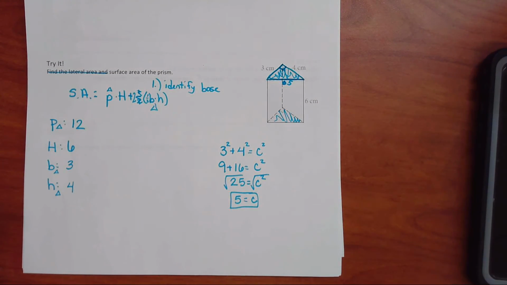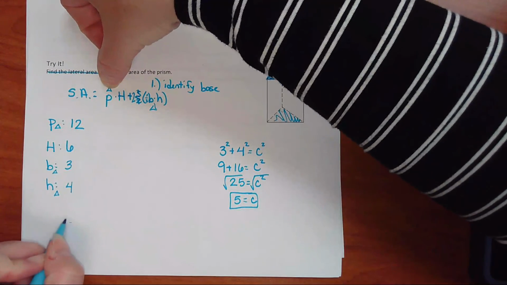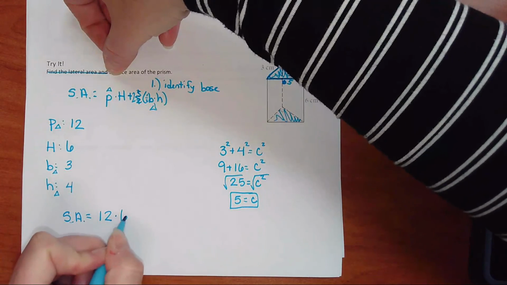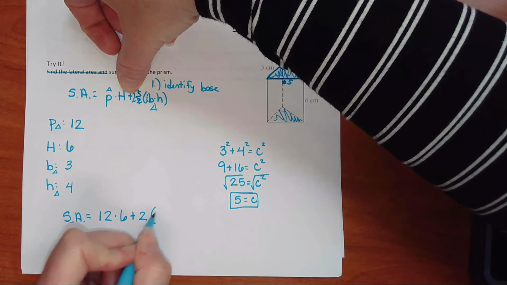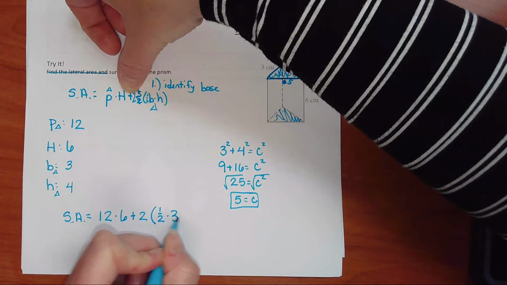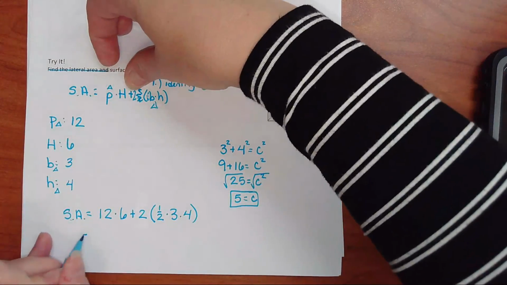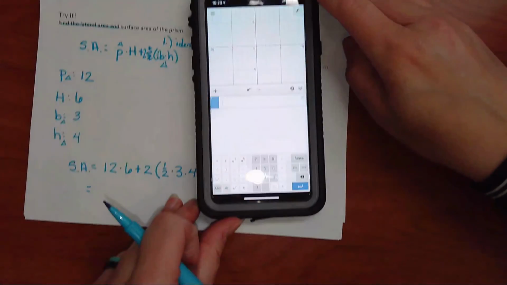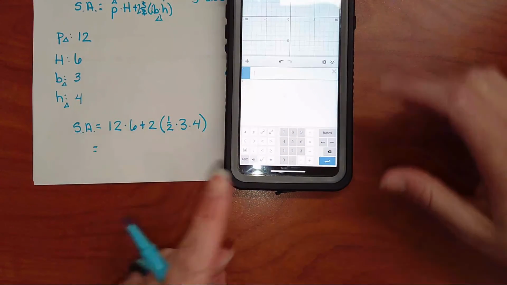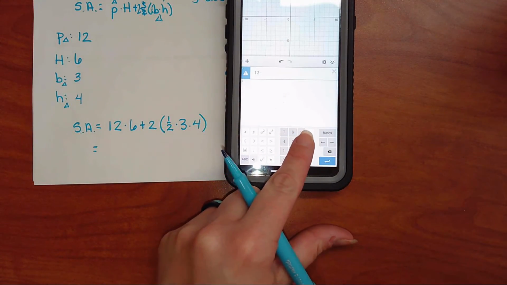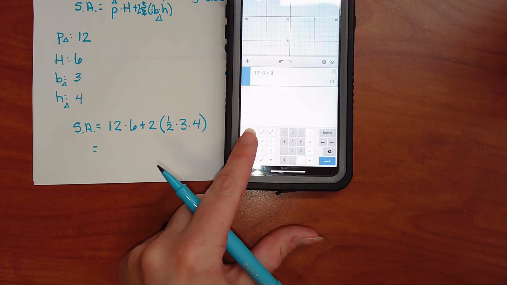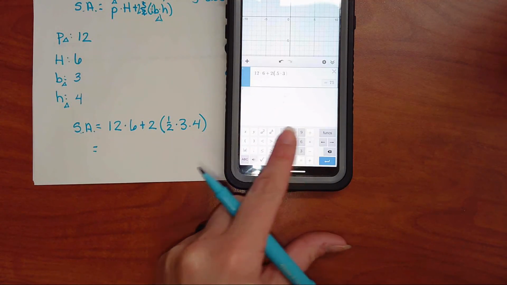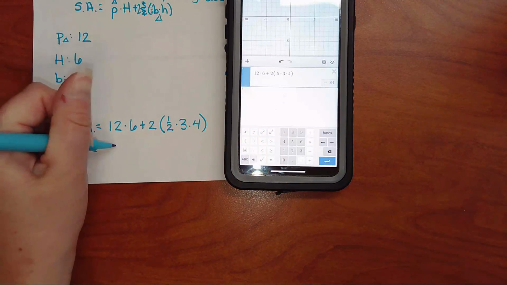Now we plug into our formula, and it says surface area equals P times H plus 2 parentheses 1/2 times 3 times 4. So you do need to be really careful when you're plugging these in. I can't stress that enough, because there are some areas that you could mess up. So we do 12 times 6 plus 2 parentheses. Instead of 1/2, I'm going to type in 0.5 times 3 times 4, and my parenthesis, and I get 84.